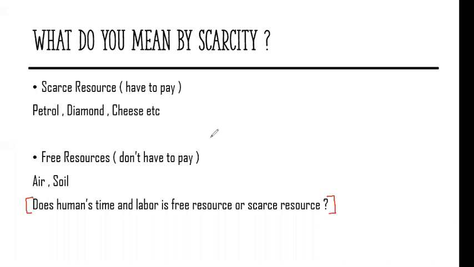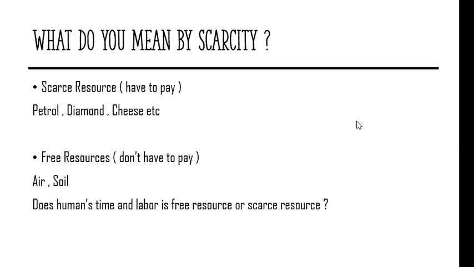What about free resources? Air, soil, these are free resources. Now, there are many resources which you can argue are free resources or scarce resources. For example, when you talk about land, is it a free resource or a scarce resource? Yes, it's a scarce resource, because you have to pay to get land. Very good, so I hope all of you understood.